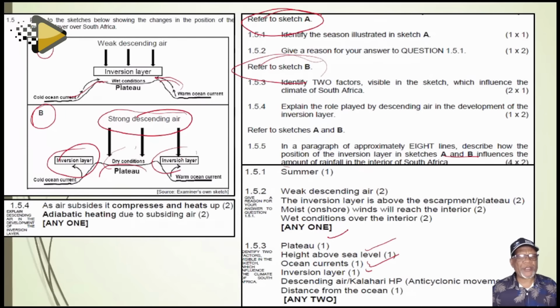And in this one, the inversion layer is below the escarpment, so it's going to limit the amount of warm and moist air. What's going to happen? The conditions are going to be dry, and there's no condensation because the air is heating up, because the air is subsiding. So in this condition, this is where we're going to get your bergwinds, in diagram B, bergwinds.